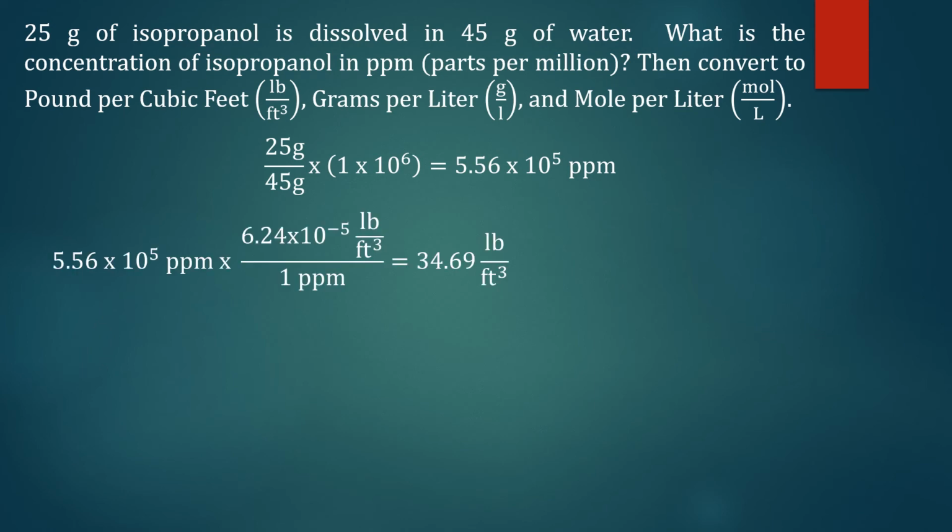1 ppm is equivalent to 6.24 times 10 raised to negative 5 pound per cubic feet. So 5.56 times 10 raised to 5 ppm multiplied by 6.24 times 10 raised to negative 5 pound per feet over 1 ppm. The answer would be 34.69 pound per cubic feet. So again, canceling out all the like terms, that's it. Next, the grams per liter.